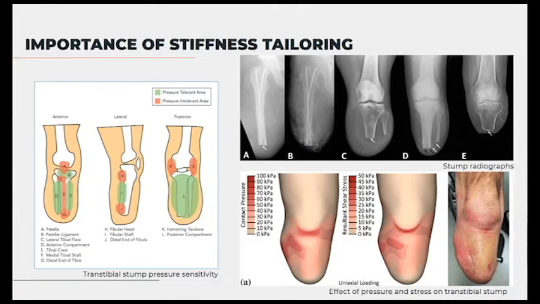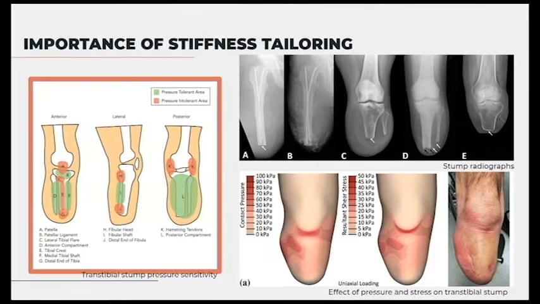Discomfort in the residual limb of amputees is caused by high stresses and uneven pressure distributions when the load is applied, particularly when these high pressures target more sensitive areas of the amputated limb. Specifically, high compressive loads can cause pressure ulcers in the muscles under the amputated bone.